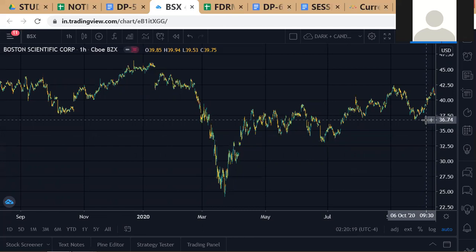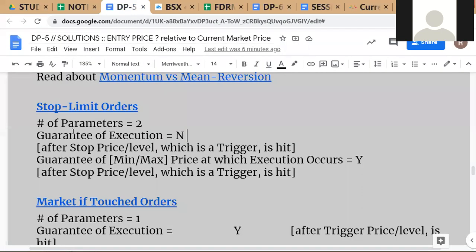Your position has not been sold. So therefore, I don't recommend this kind of order, but you should know how it works. You should know the concept. So that's why it says no guarantee of execution. Guarantee of the minimum price at which execution occurs. Yes, if there is execution, then it will happen at a guaranteed price of, in this case, 34.5 or better.